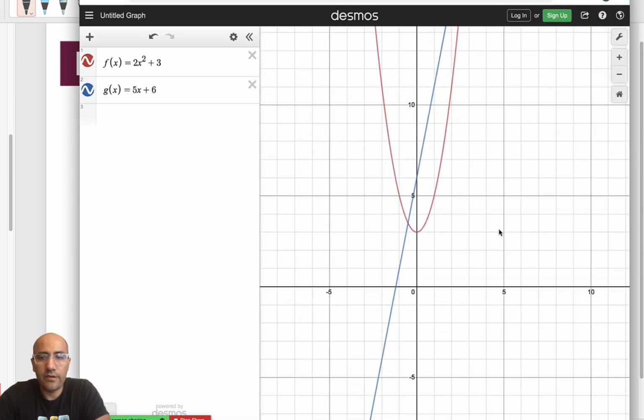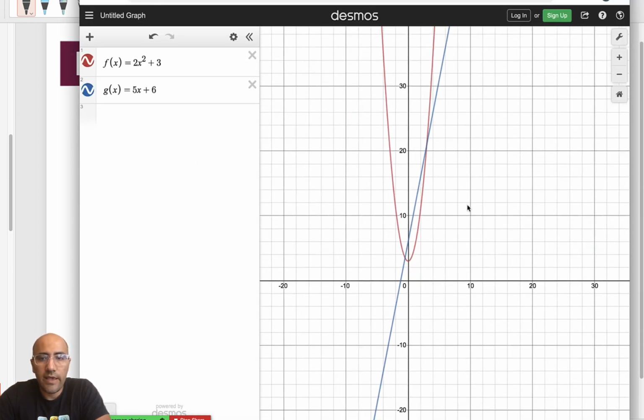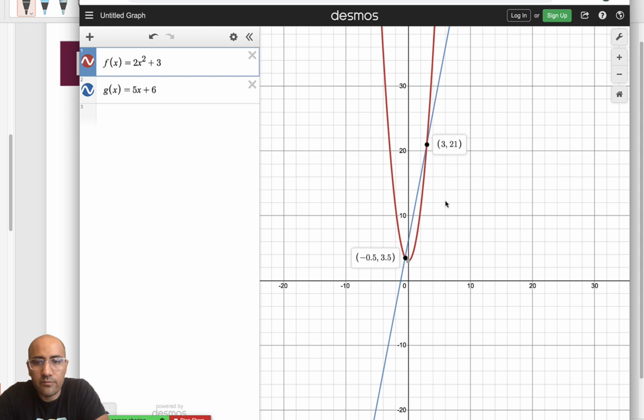Okay, so here is the graph. And from the graph, we can easily tell where they cross each other. So here's one intersection point, there's another intersection point. So Desmos makes it extra easy. You just have to get kind of close to it and click, and it'll show you where they intersect. With the calculator, it gets a little trickier. We'll cover that in a second.